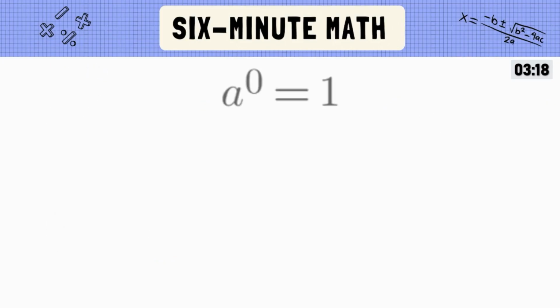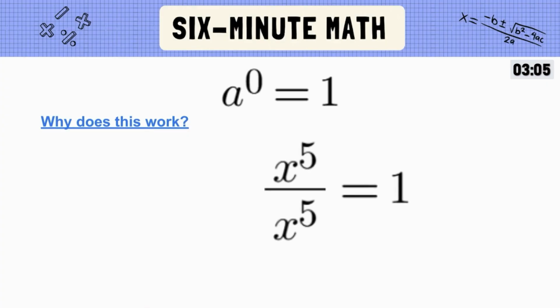So let's look at anything to the power of 0 is equal to 1. Now, why does this work? Well, if I were to take two powers that are the same and divide them by each other, anything divided by itself is equal to 1. X to the 5 divided by x to the 5 is equal to 1.